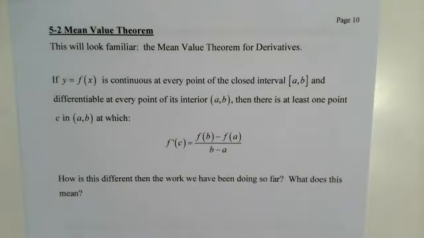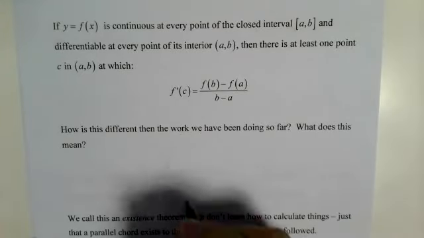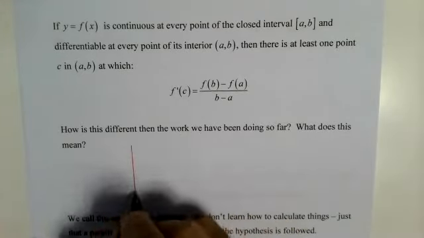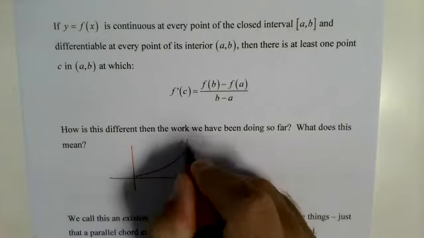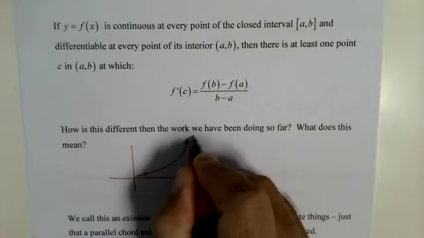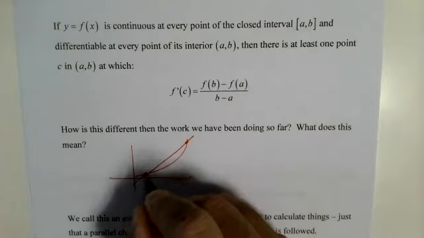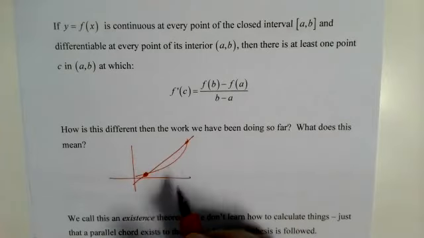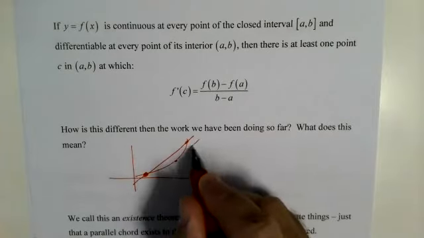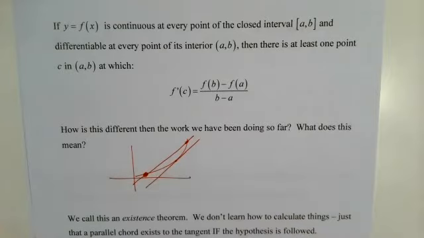5.2 Mean Value Theorem. So this is going to look familiar. Mean value theorem for derivatives, because how is this different than what we've done already? It's not. We said, hey, let's make a definition of a derivative. We have some curve, we have some points, and we keep bringing those points closer and closer together until we find the tangent line right there.